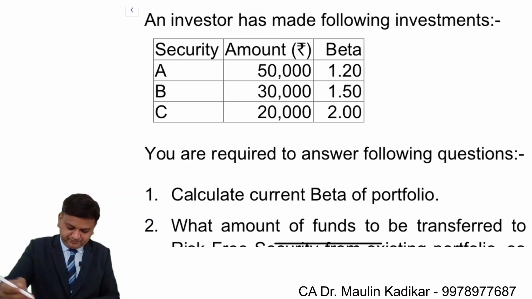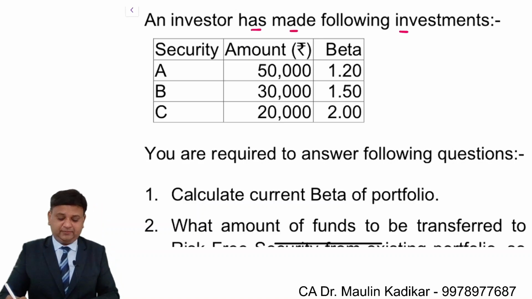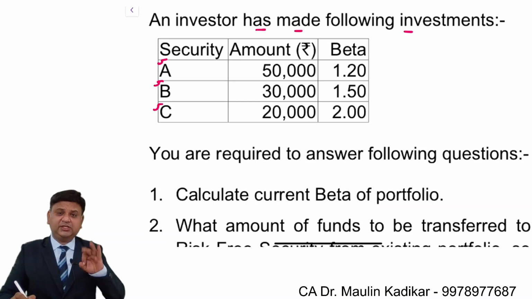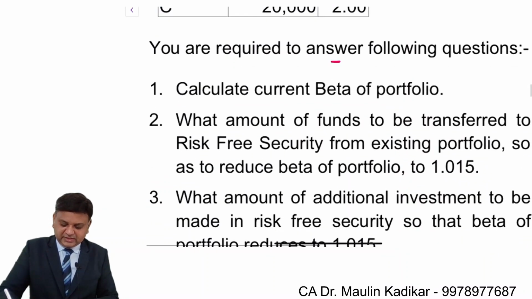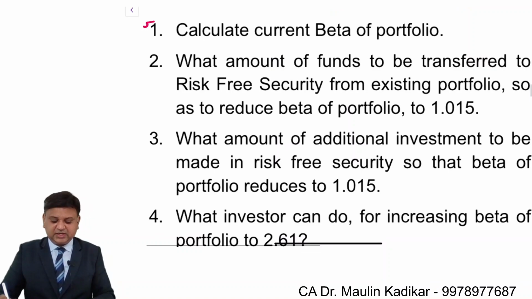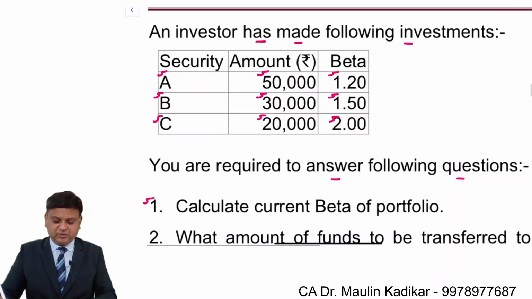Next question. An investor has made the following investments: A, B, C. There are three securities in which investment is made. This time the amount of the investment is provided to us and the respective beta is given to us. You are required to answer the following simple questions. The first question is, what is the current beta of the portfolio? And so on, further questions are provided to us.